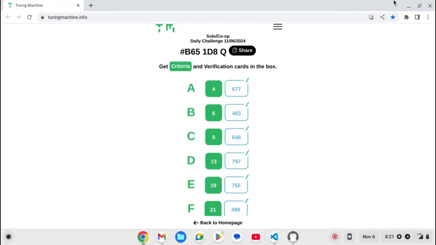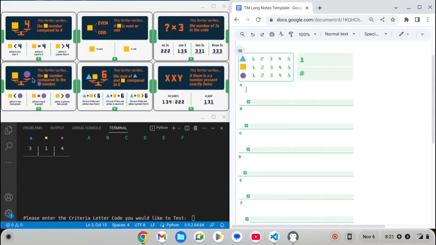Let's go solve. So in the grid above, we've got our 6 criteria cards. On the top row, we've got criteria card A, criteria card B, and criteria card C. On the bottom row, we've got criteria card D, criteria card E, and finally criteria card F. So criteria card A takes a look at our middle digit, the square digit, and the Turing Machine compares it to the number 4. So should the value of square be less than 4?